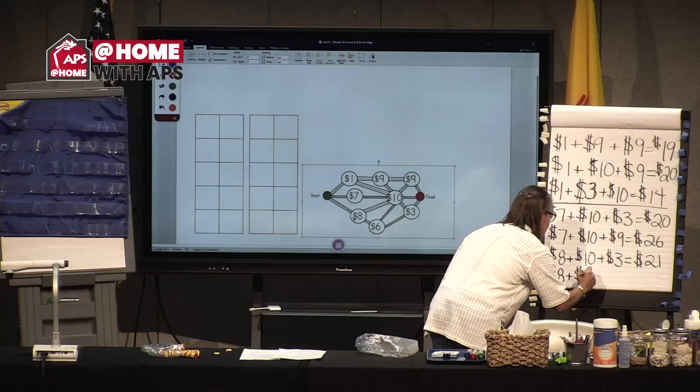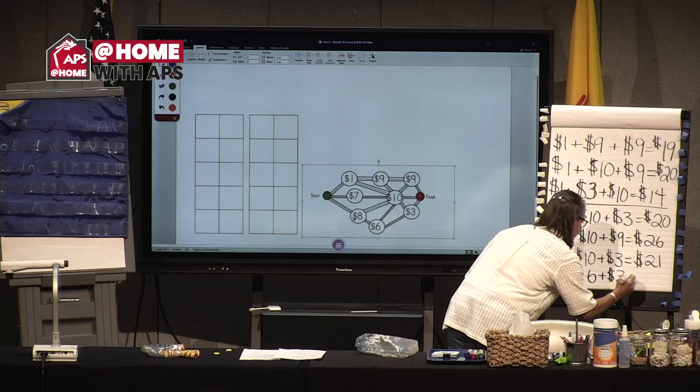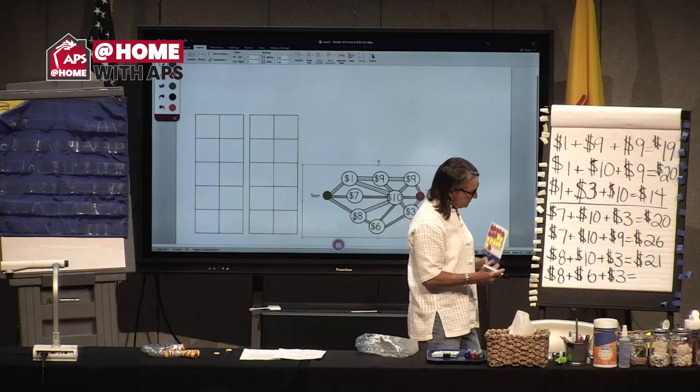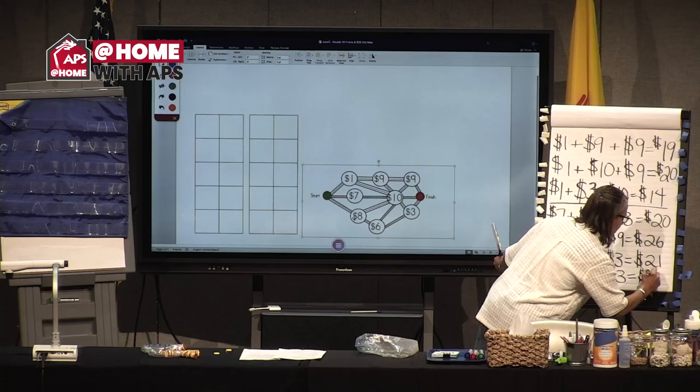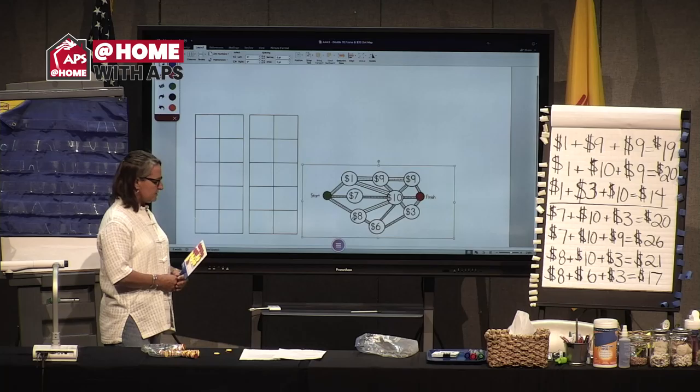$8 plus $6 plus $3. All right, very good. So we said this got us to 14 and 3 more, 17. We are under $20. Are there any more routes we can find?